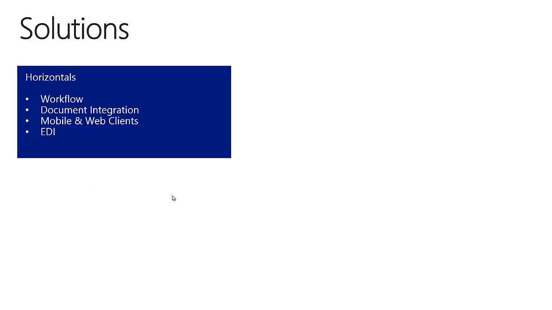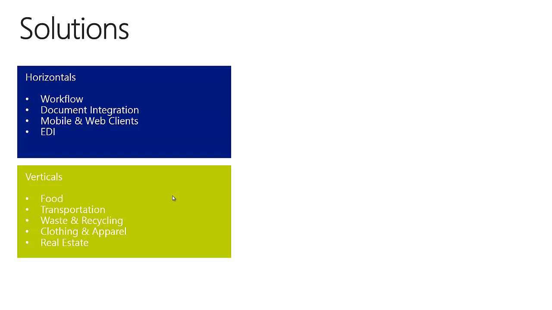Let's look at some examples. Some typical horizontal solutions are workflow, document integration for SharePoint or Dropbox, mobile and web clients, and EDI. Within the NAV community, there are at least a couple of these available, and they are typically easy to integrate with any other solution.